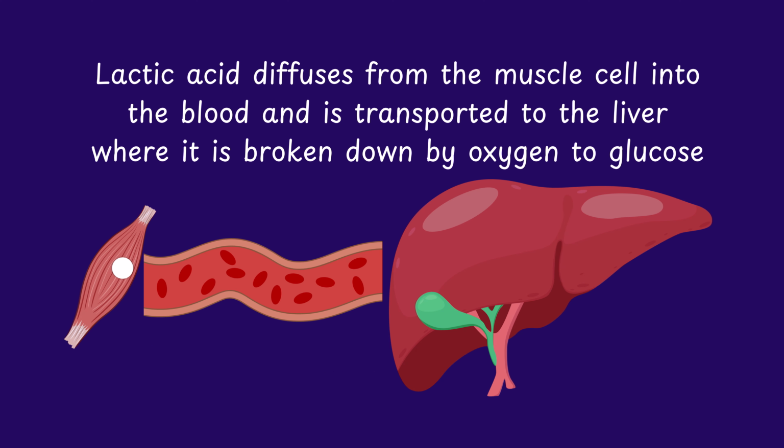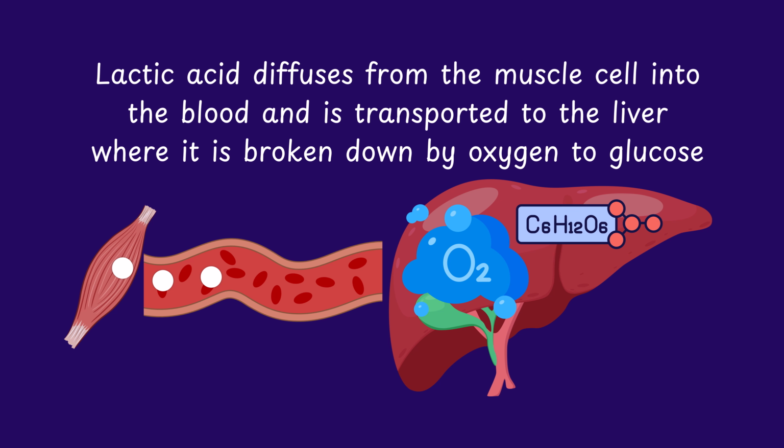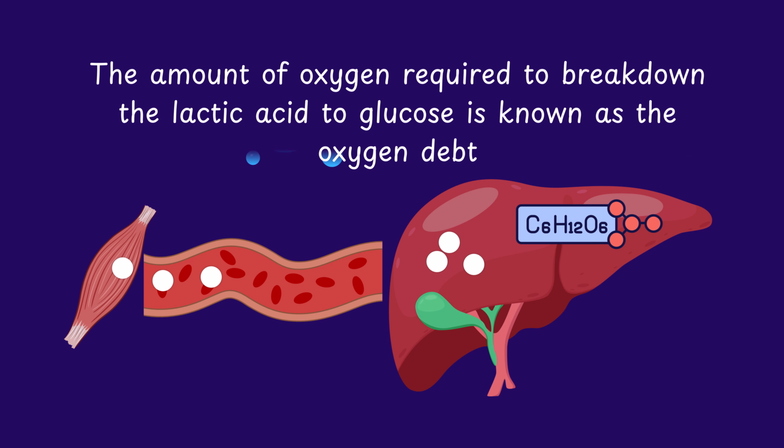So students, our body needs to get rid of the lactic acid that builds up in the muscle. Lactic acid diffuses from the muscle cells into the blood, and it is then transported to the liver, where it is broken down by oxygen to glucose. The amount of oxygen required to break down the lactic acid to glucose is known as the oxygen debt. Students, you need to know that definition.